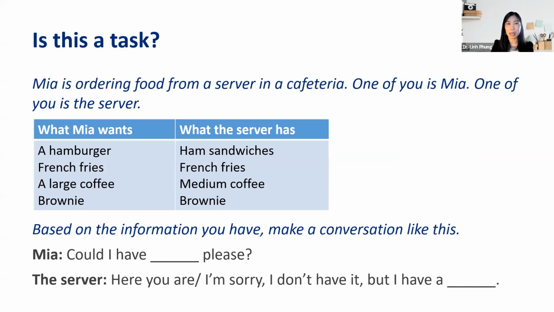Is this a task? There's a lot of information on the slide here, so I'm going to read it. This is the material given to students. Mir is ordering food from a server in a cafeteria. One of you is Mir, one of you is the server. Based on the information you have, make a conversation like this. Could I have plank, please? Here you are. I'm sorry, I don't have it, but I have a plank. Is this a task?